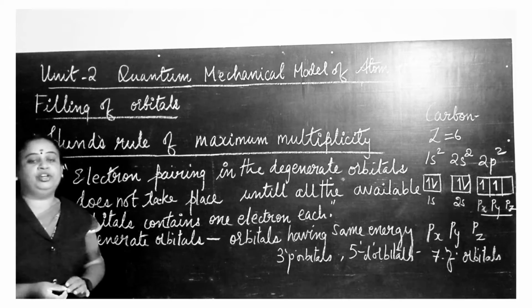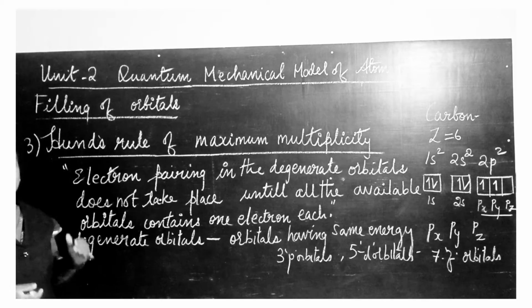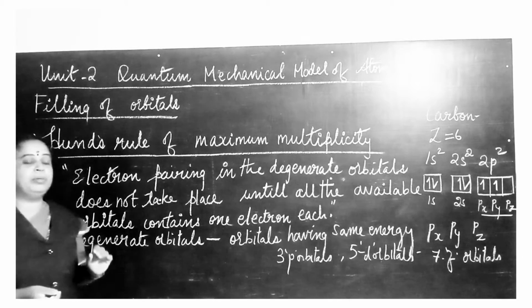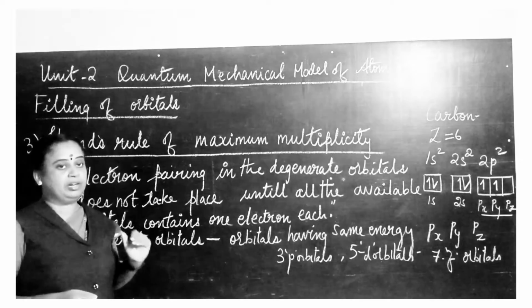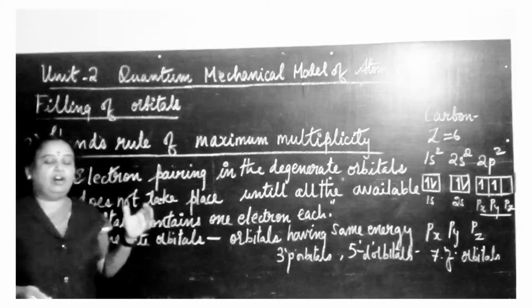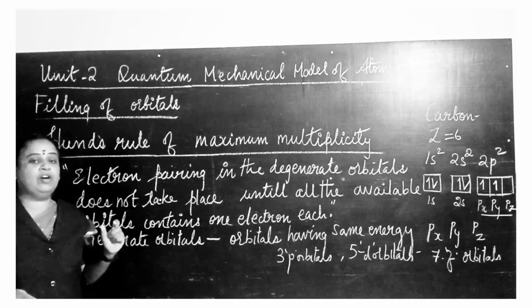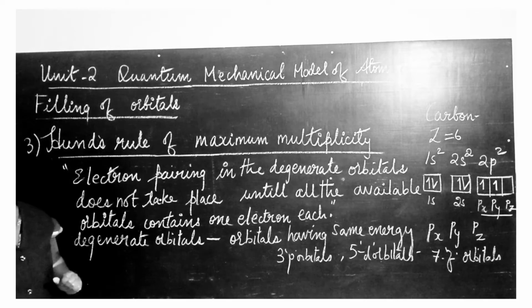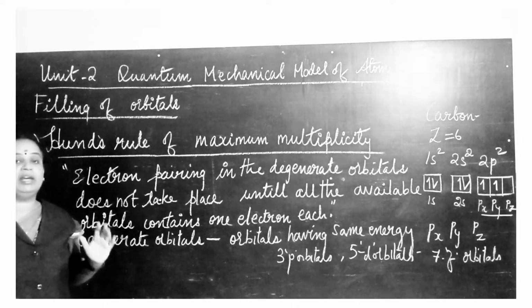Now let me explain to you about the Hund's rule of maximum multiplicity. By Aufbau's principle, it is very clear that electrons are filled in the orbitals in order of increasing energy, right? Yes. But Aufbau did not explain well about the filling of electrons in the degenerate orbitals. What do I mean by degenerate orbitals? Degenerate orbitals are the orbitals having the same energy.